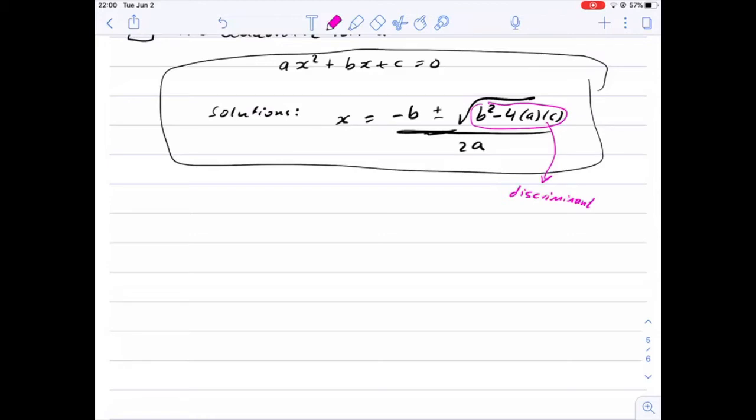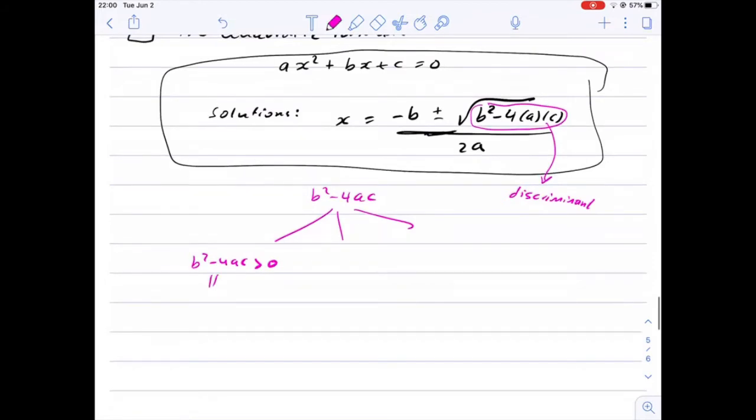Okay, so depending on b squared minus 4 times a times c, we have three cases. If this is greater than 0, then we have two distinct real solutions.